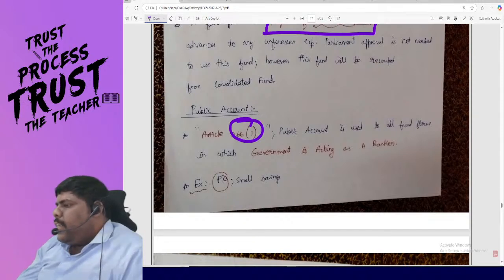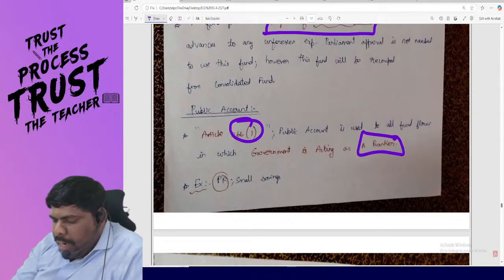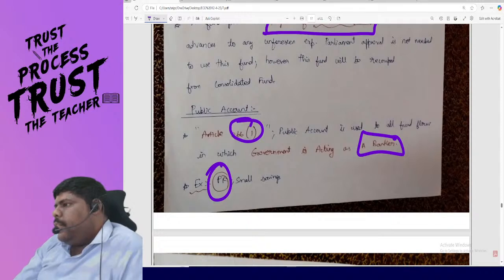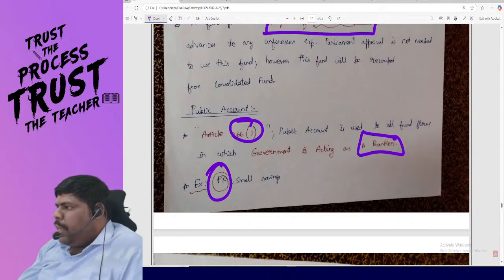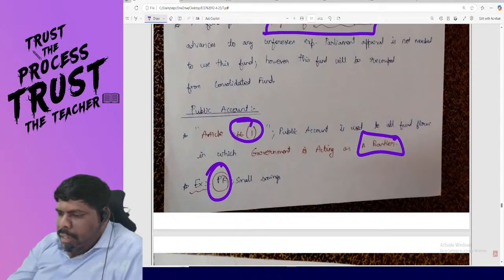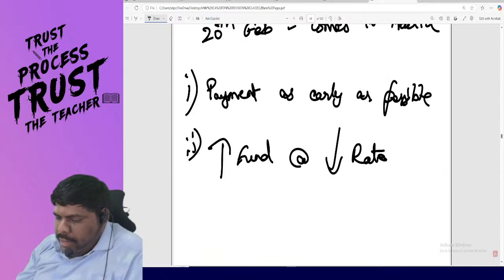The government is just acting as a banker. Classic example, PF. EPF இருக்கு இல்லையா? The government is having the control. See, the government will establish the PF company, PF office. The company will deposit the money in the PF. ரொம்ப சிம்பிள், அது அவ்வளோ கஷ்டம்லாம் கிடையாதுடா.